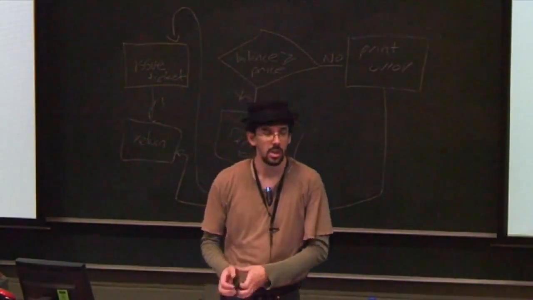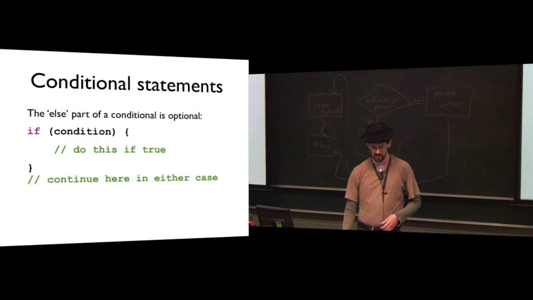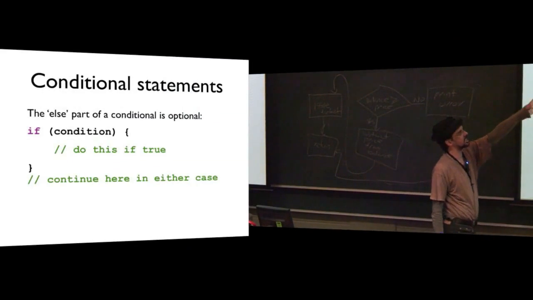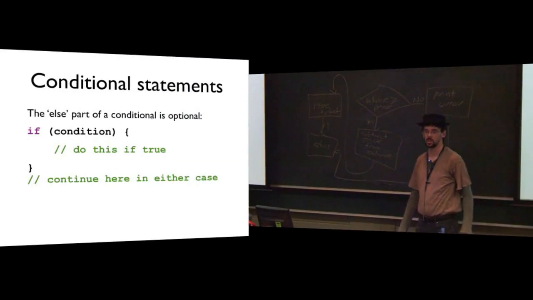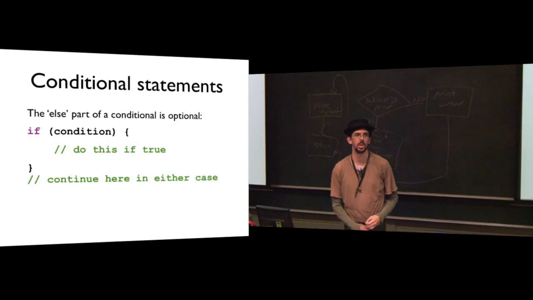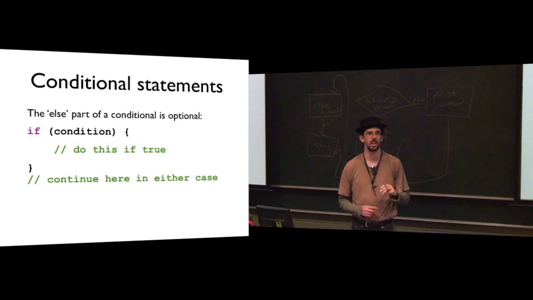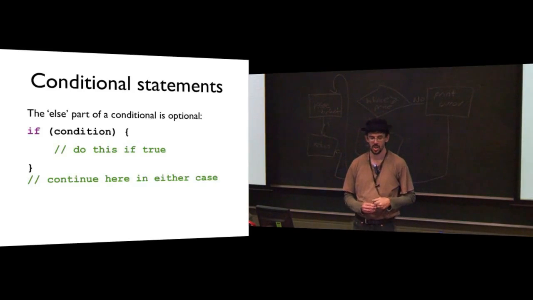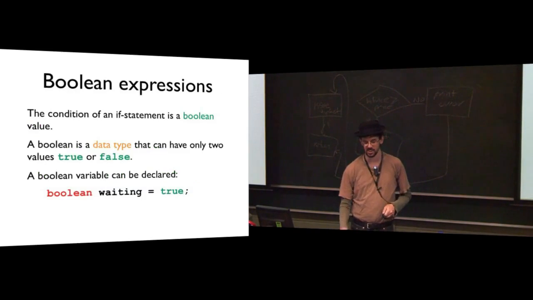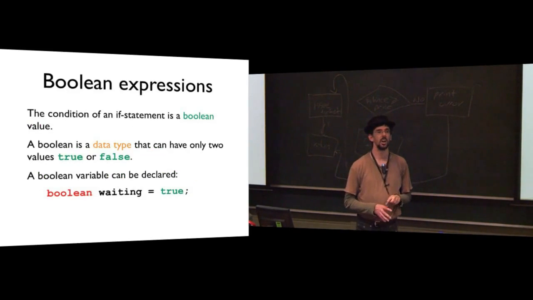Good. Okay, so I said this thing in the parenthesis is a condition that we want to test to see whether it's true or false. And if you remember in the first week we talked about variables, and someone asked me about booleans. This is where you start using booleans quite a bit. A boolean is a data type that represents either true or false.